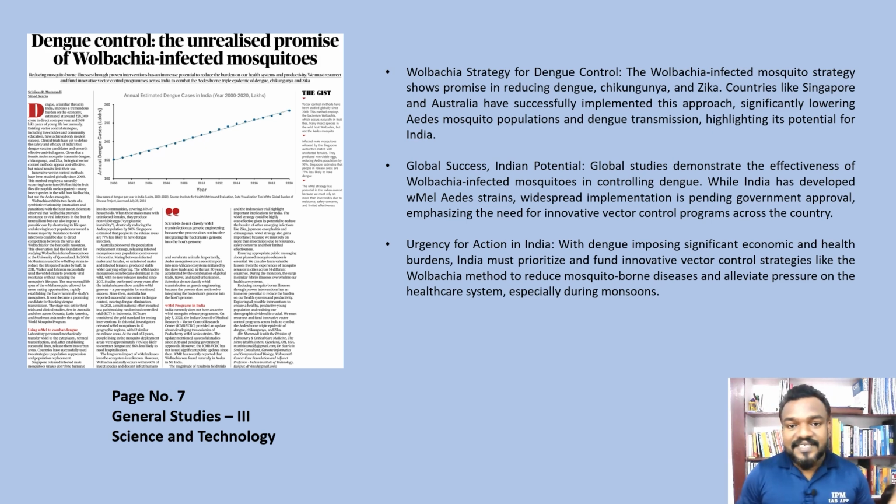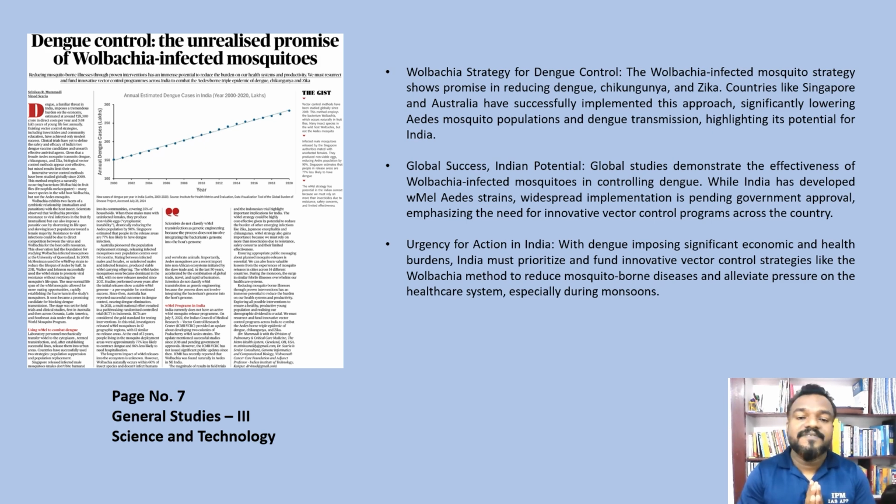The global success and what is its Indian potential, we need to understand that. The global studies demonstrate the effectiveness of Wolbachia infected mosquitoes in controlling dengue. While India has developed WMEL Aedes strains, widespread implementation is actually pending. And why is it pending? It's because of the lack of government's approval. So because we didn't get the approval to go forward with it, the program which was initiated by India is still pending. So there is an urgent need of action in this particular matter, because dengue infection is actually increasing.